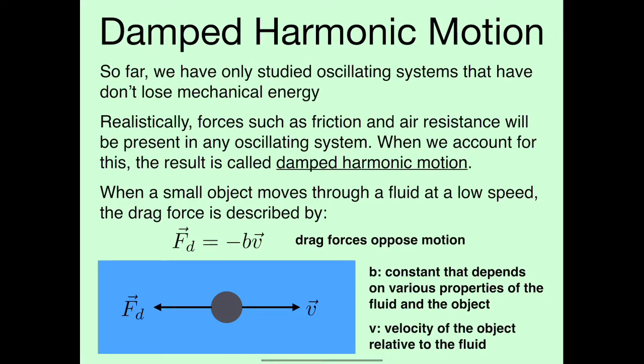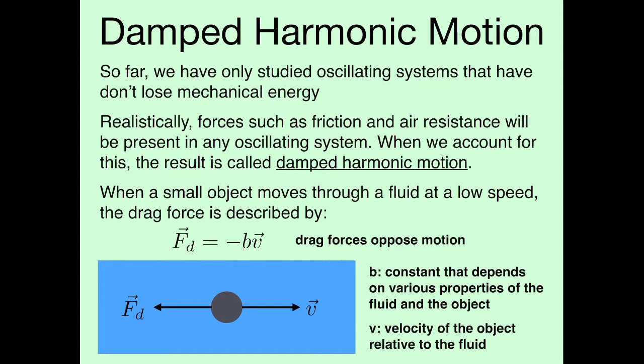Okay, so in order to be able to deal with damped harmonic motion, we need some kind of formula for the force that removes mechanical energy from an oscillating system. So let's start with this. This is the equation for a drag force. And basically a drag force is what you get when you have an object moving through a fluid. So if you have an object moving through the air, we'll get what's called air resistance, and that's an example of a drag force. But it's not just limited to that.